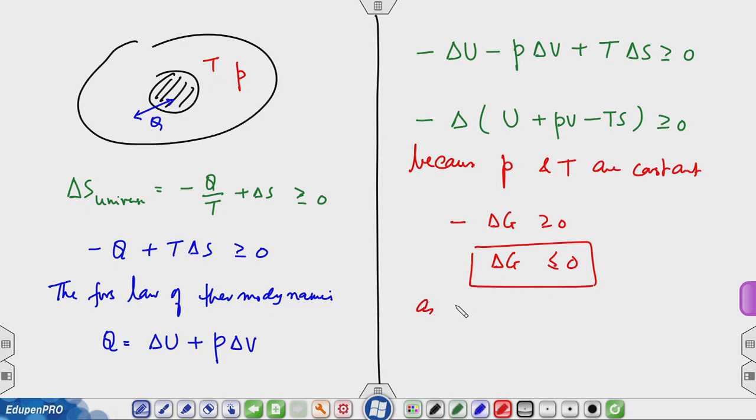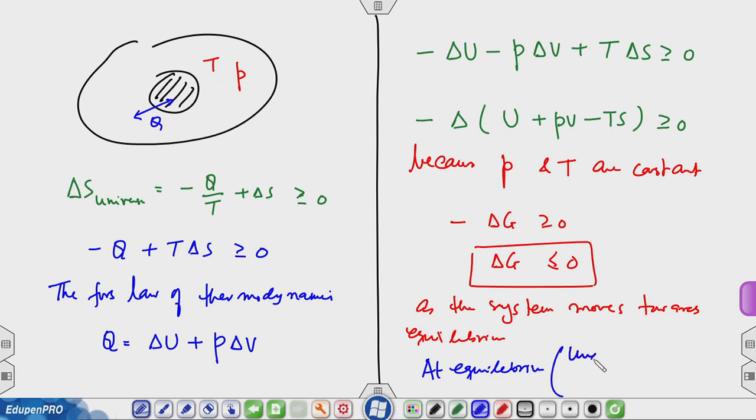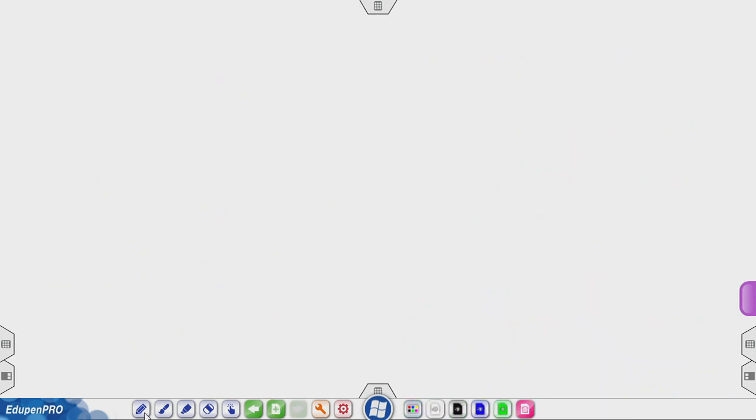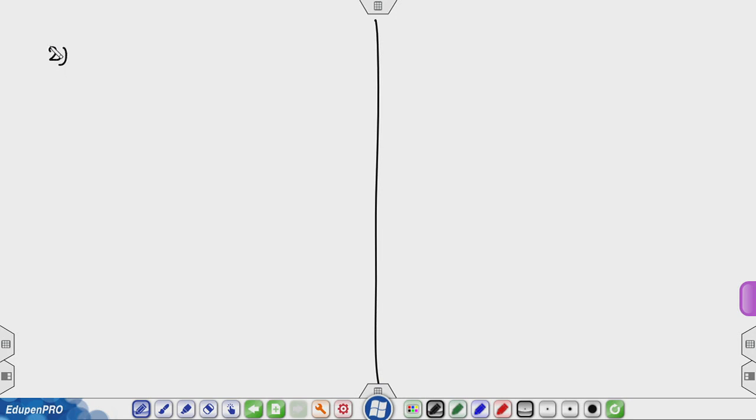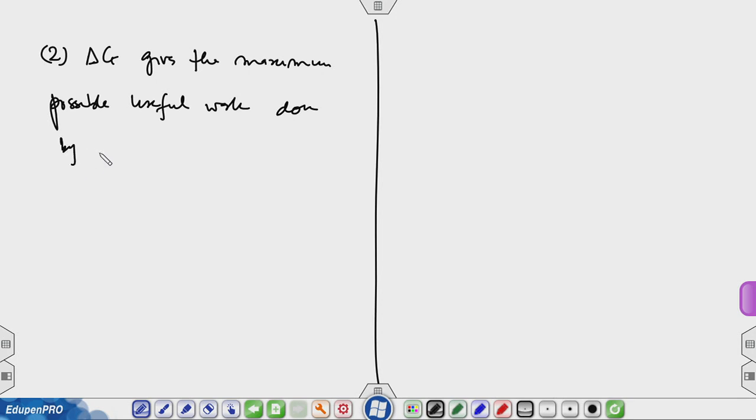As the system moves towards equilibrium, and at equilibrium, under constant pressure and temperature, G is minimum. That's number one. Number two, delta G gives the maximum possible useful work done by a system.